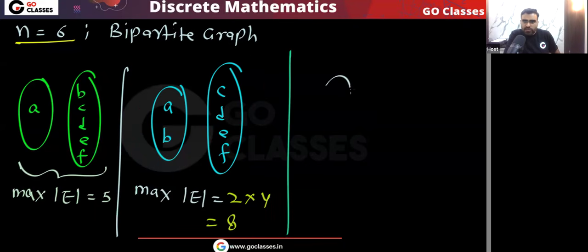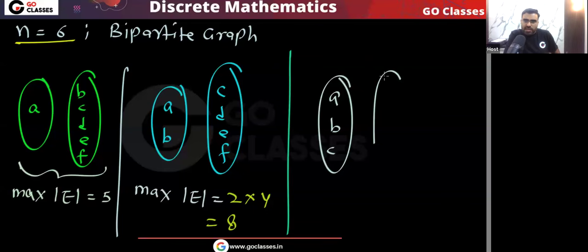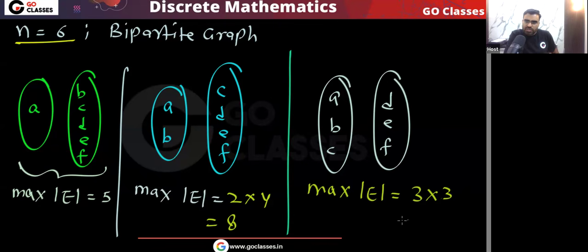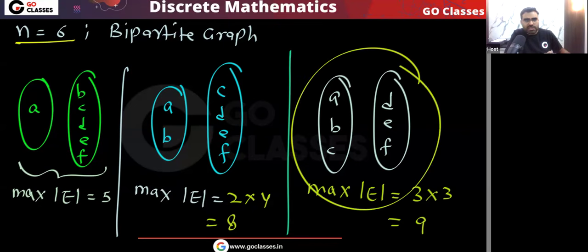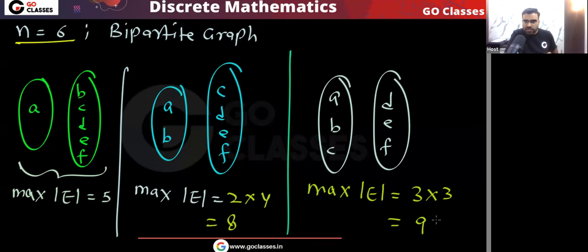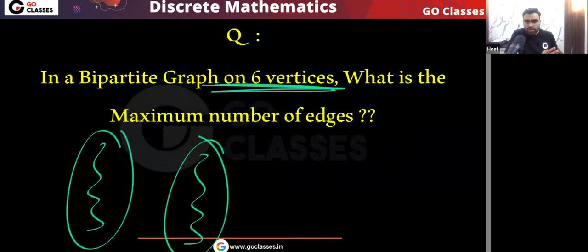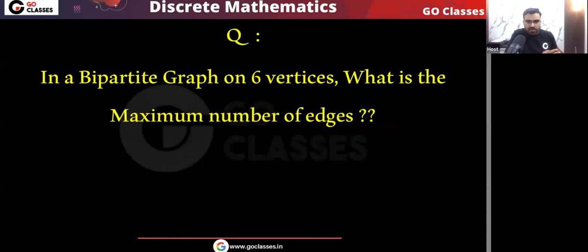Now there is another possibility. I put 3 vertices here and 3 vertices here. In this situation, maximum how many edges will I get? That is 3 into 3, that will be 9. Yes or no? Now you can easily see definitely this value is maximum. Here I'm getting 5 edges, here maximum 8 edges, so definitely this 9 is the maximum number of edges I can get. I hope you understood. So the answer for this question will be 9.